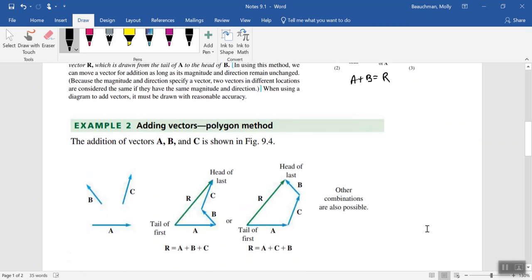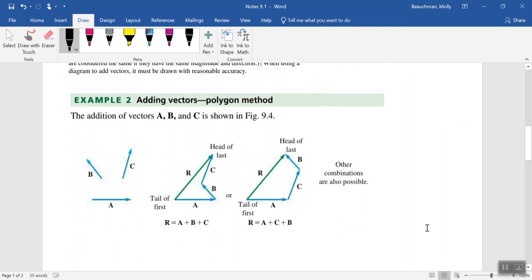So we can add more than two vectors. We can add vectors A, B, and C. So we're given a vector A, B, and C. If we add A plus B plus C, we take vector A and draw it. Remember, it's the same direction, same magnitude.